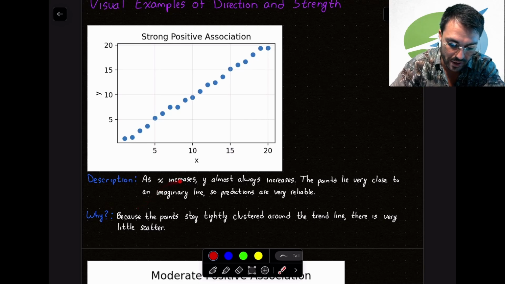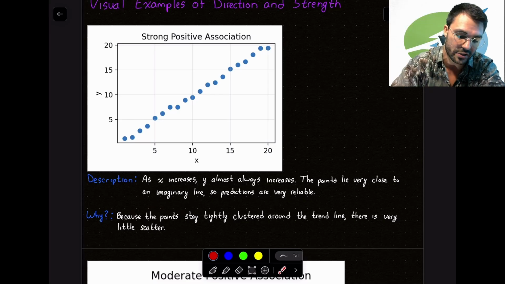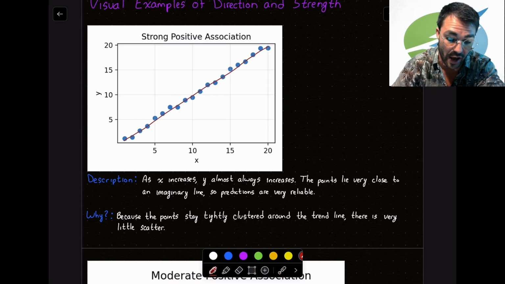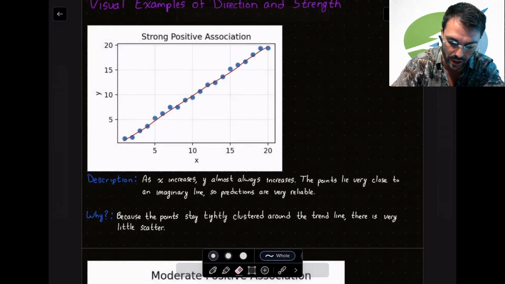Now, why is this a strong positive association? Because the points stay tightly clustered around the trend line. There's very little scatter. Scatter is how far the points stray from our imaginary line. And you can see I just draw this quick line here, and almost every point touches it. So again, scatter is how far the points stray from our imaginary line.